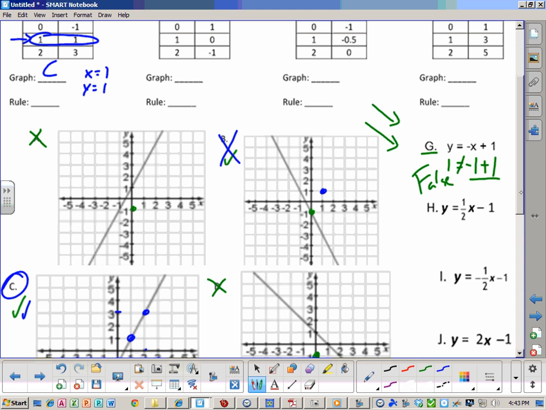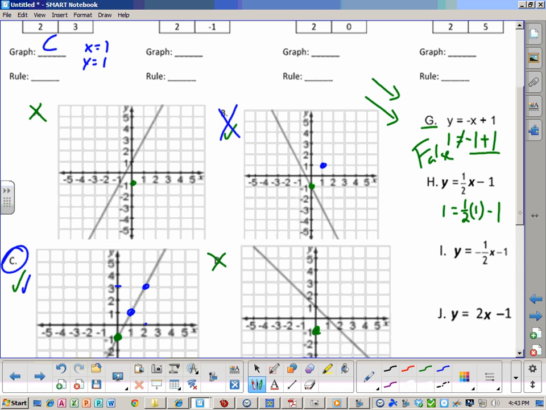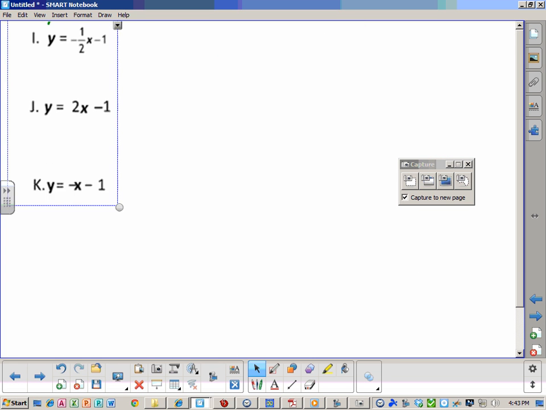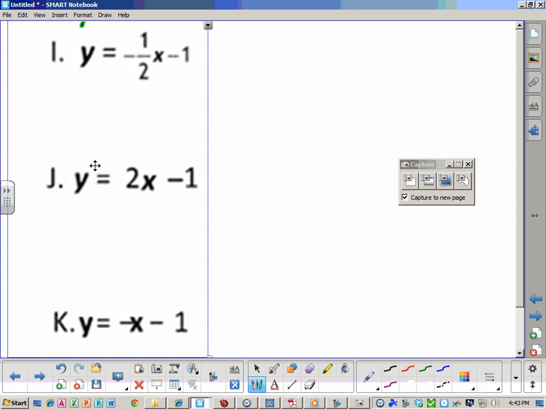I go to this one. Is 1 equal to 1/2 times 1 minus 1? False. No. 1/2 times 1 is 0.5, and 0.5 minus 1 is not equal to 1. So that didn't work again. I go on to this other one, I and J. Actually, I'm going to make this a little bit bigger. I don't know if y'all can see me writing this. All right. Here we go. So let's try the answer I. If I put 1 for it.